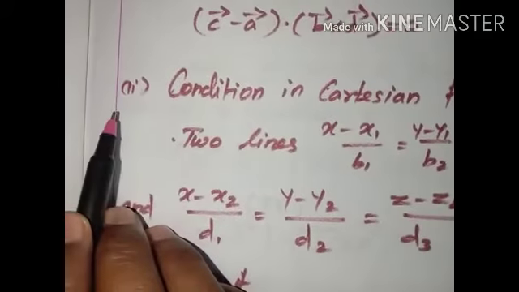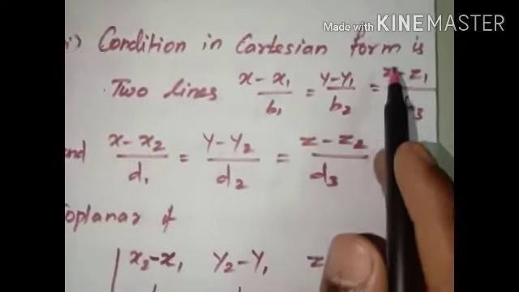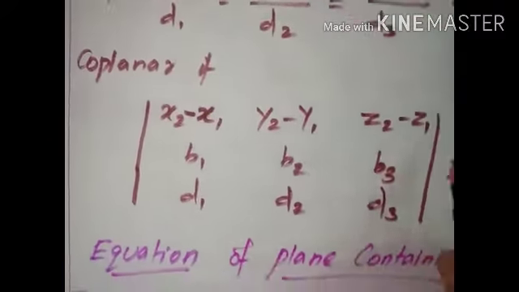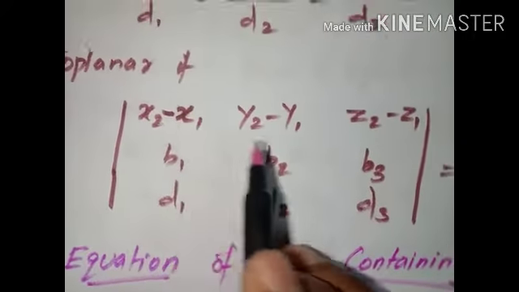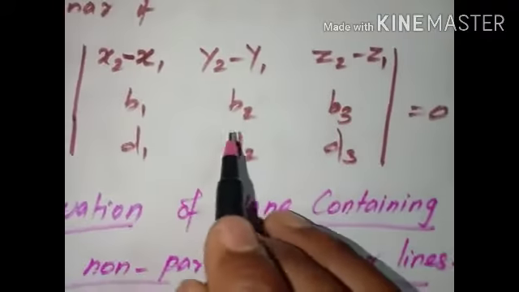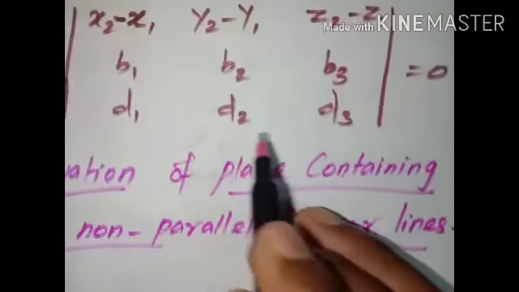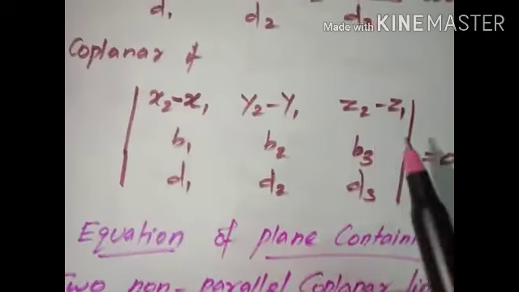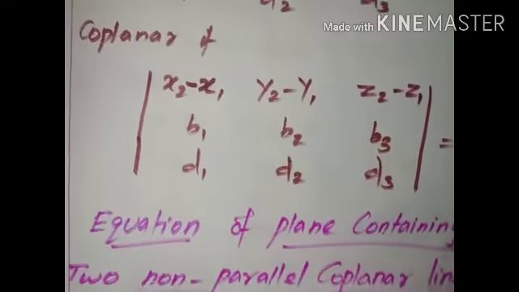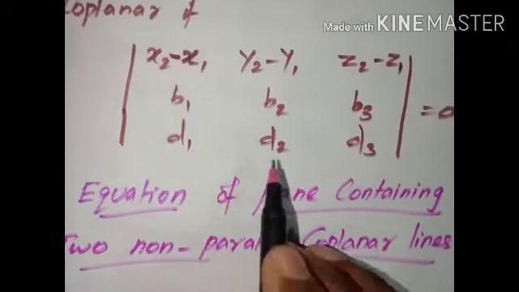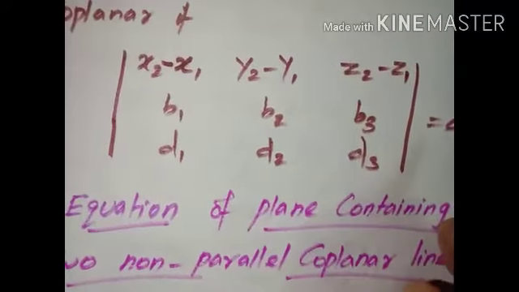Given the condition in Cartesian form, the two lines are coplanar if the determinant value of x2 minus x1, y2 minus y1, z2 minus z1, b1, b2, b3, d1, d2, d3 equals 0. Here x1, y1, z1 and x2, y2, z2 are points, and b1, b2, b3 and d1, d2, d3 are direction vectors.